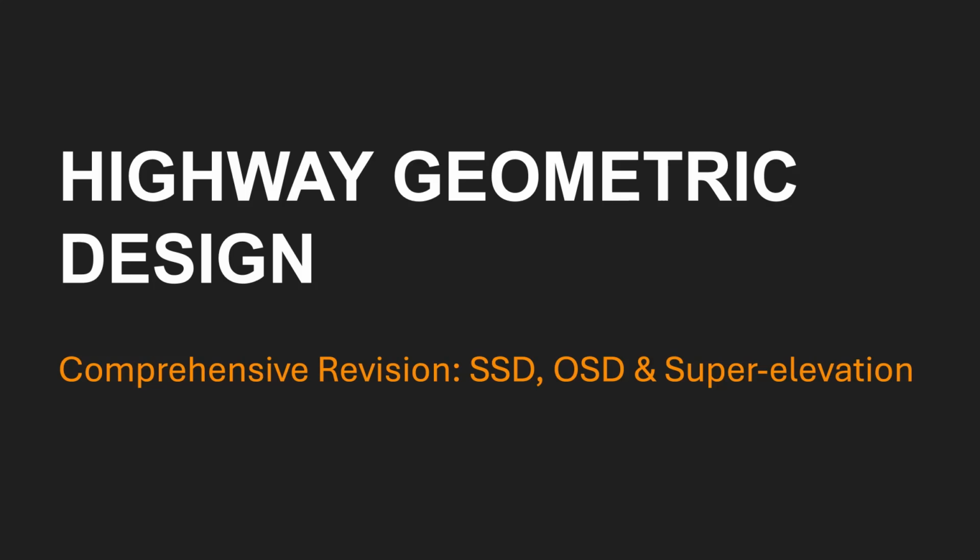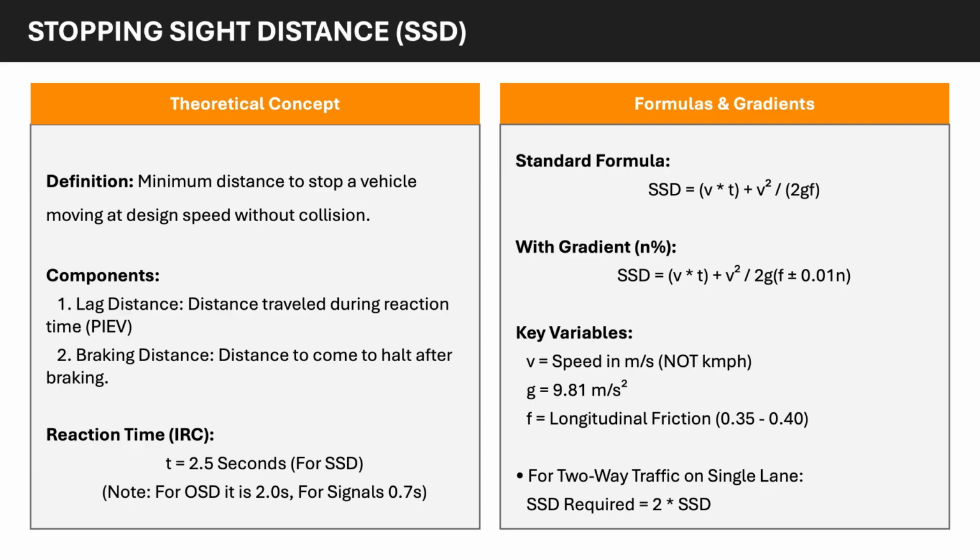Welcome to the ultimate revision module for highway geometric design. This is the highest weightage topic in GATE Civil Engineering. We are going to cover the three pillars: stopping sight distance, overtaking sight distance, and super elevation design. I have condensed everything into 6 dense slides. Get your notebook ready. First up, SSD.